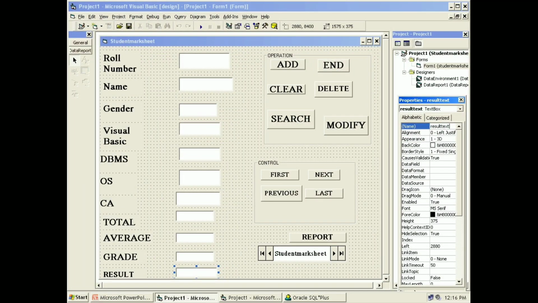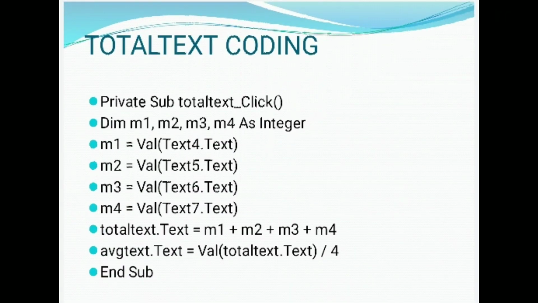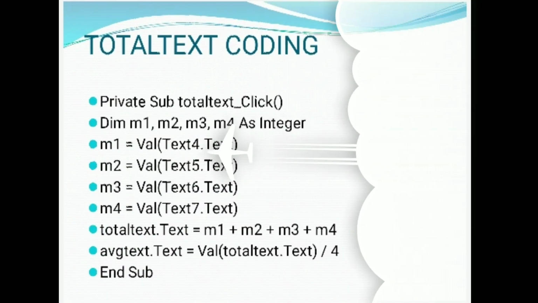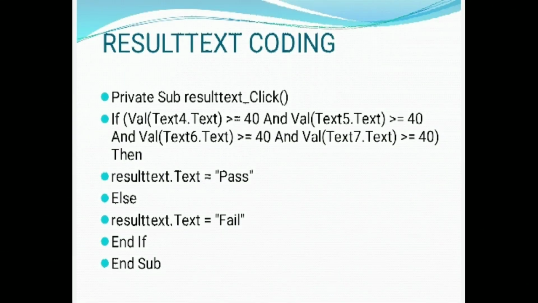Double click in the text box. Give total text coding. Double click in the grade text box. Give grade text coding. Double click in the result text box. Give result text coding. Now we are going to check the output for all the operations. Just run the coding. We will receive the student mark sheet with command buttons.